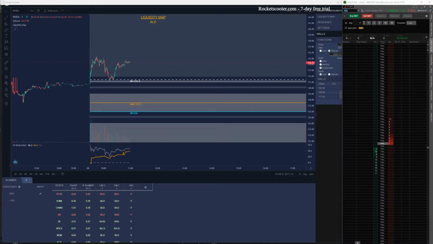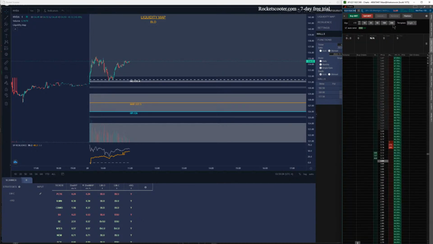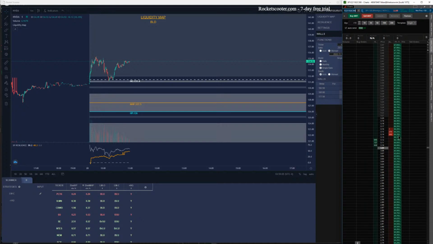I can't even see what I'm buying here because I have too many windows open. It's squished up. Oh, you're my spy. My spy weekly calls for the 2nd of November, which is going to be next Wednesday. I'm hella in the money too.